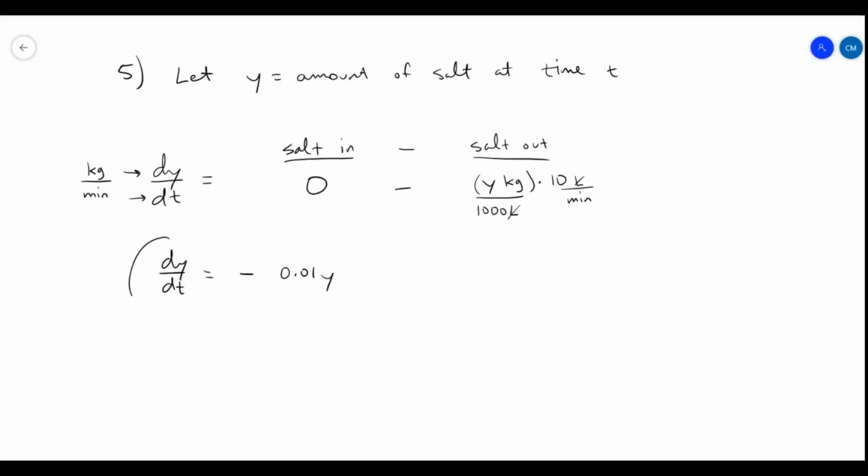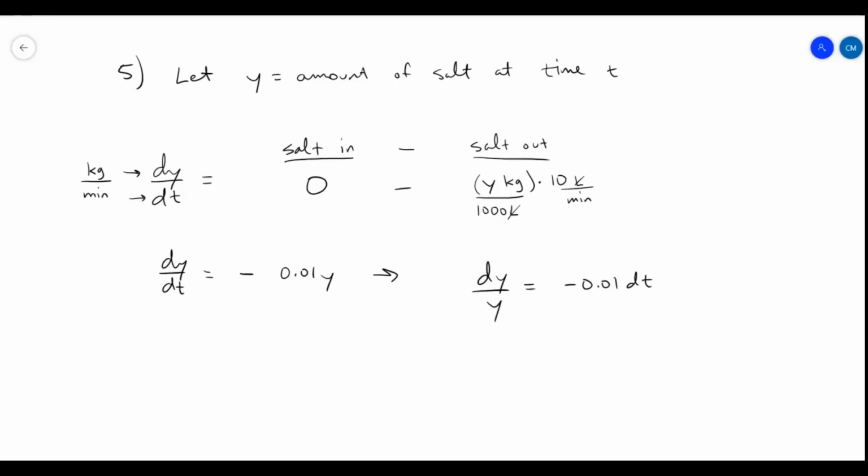All right, so this is the differential equation that we need to solve. This differential equation itself, in this case, is actually pretty easy to solve. This is a separable differential equation. We can just divide both sides by y and then multiply both sides by dt. And so there we go, there's our separation of variables.